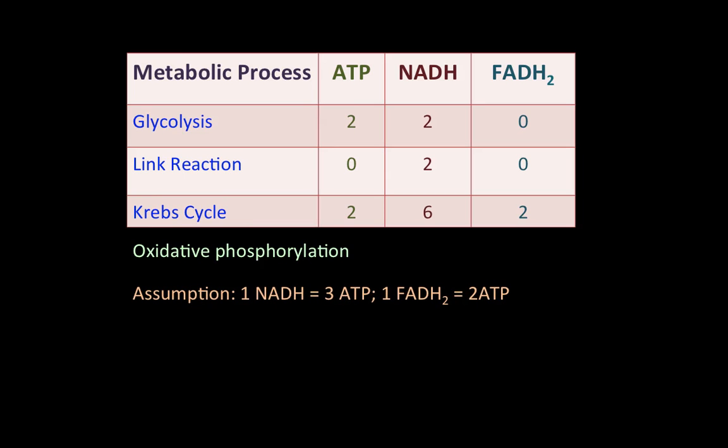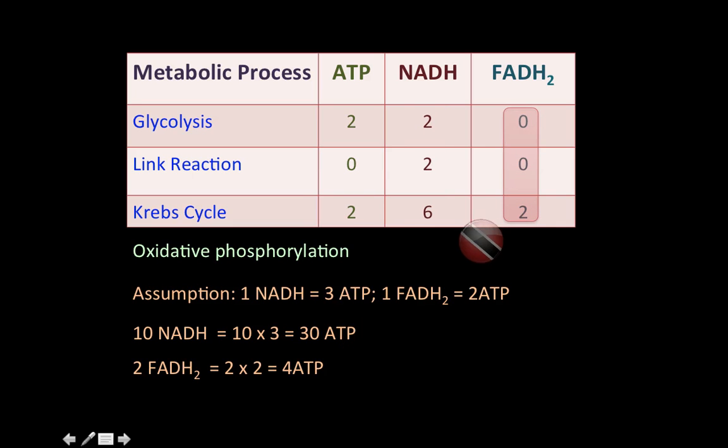First, we need to make the assumption that 1 NADH will give you 3 ATP, and 1 FADH2 will give you 2 ATP. Now, let's look at first the amount of NADH that we have here. 6 plus 2 plus 2, that's 10 NADH. So 10 times 3, 30 ATP. Then we do the same thing for FADH2. We have 2 FADH2. So 2 times 2, that's 4 ATP. So it means that for oxidative phosphorylation, you are getting 34 ATP.